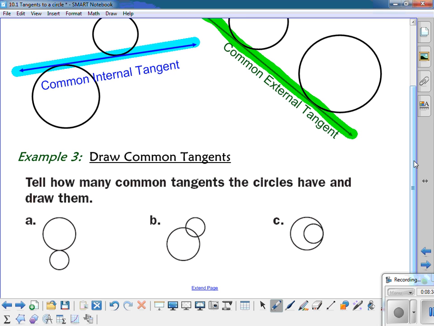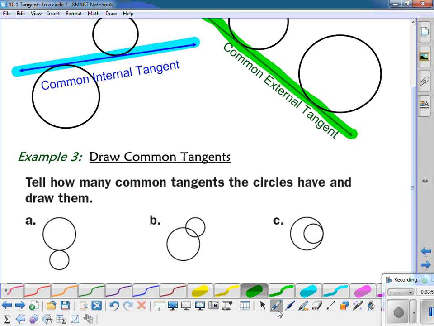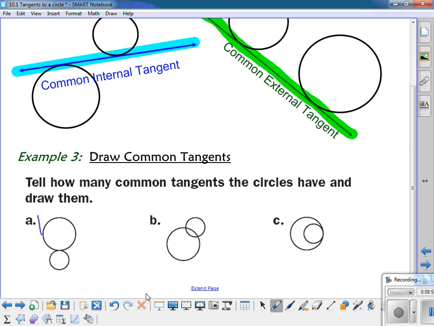So if I look at A, off the top of your head, why don't you guys kind of just show me on your fingers how many tangents you think A is going to have? So I'm seeing 1 and 2. So let's see here. Got one here, right? And we've got one here, right? And we have one here. How many do we have? 3, yeah.